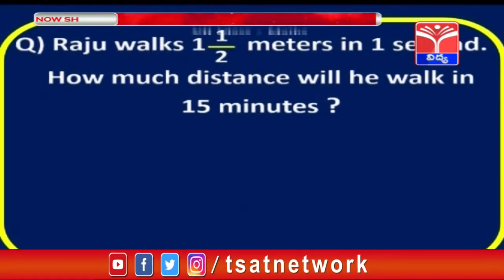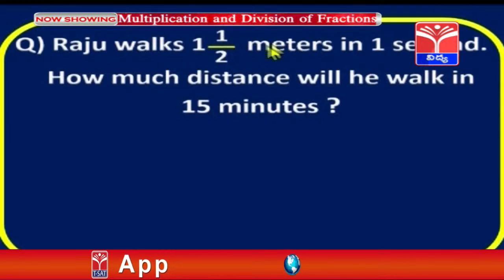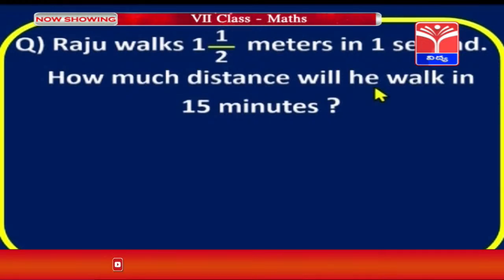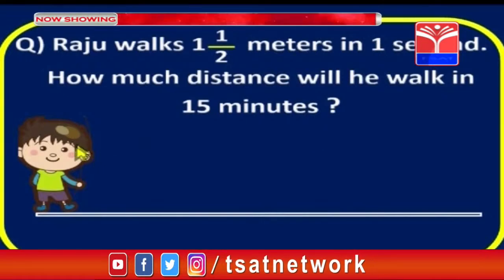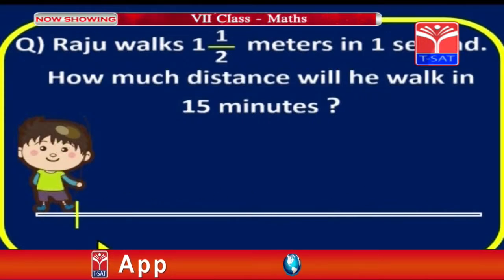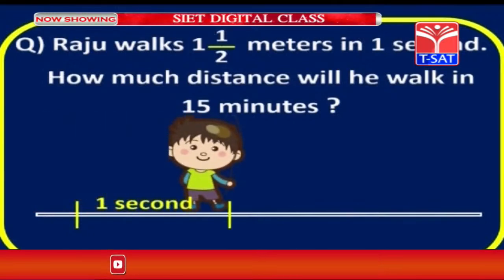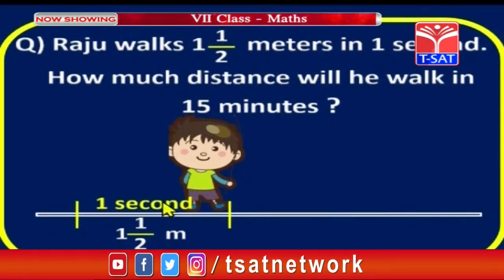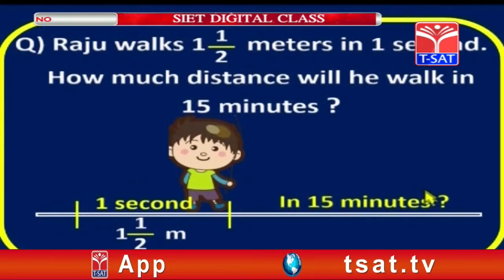Okay children, now observe the question which is shown on the screen. Raju walks 1 1 by 2 meters, or we can call it 1.5 meters, in 1 second. How much distance will he walk in 15 minutes? To explain this, I have taken a boy named Raju. This is the road on which he must walk. So this is the starting point. In 1 second he moved up to here, and what is the distance covered? 1 1 by 2 meters. Children, try to understand this. In 1 second he is able to walk 1 1 by 2 meters. In 15 minutes, how much distance can he walk?